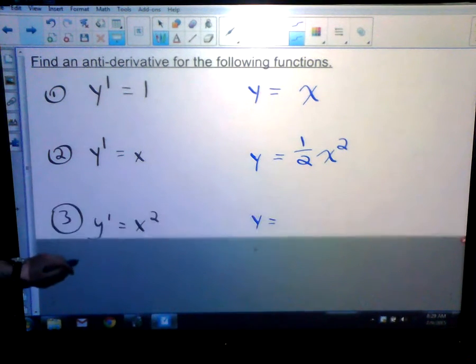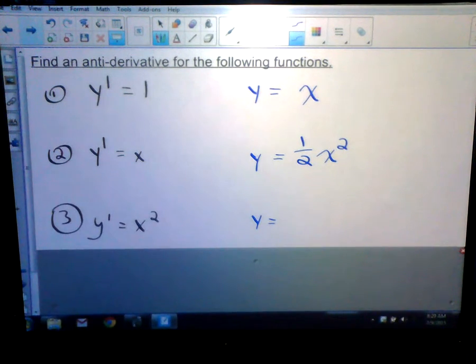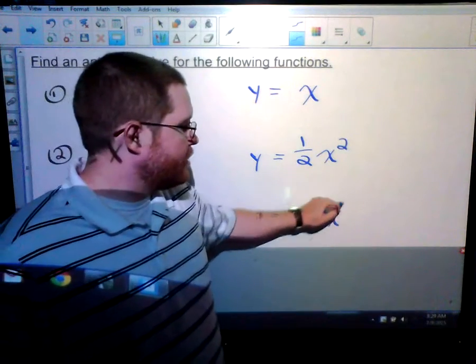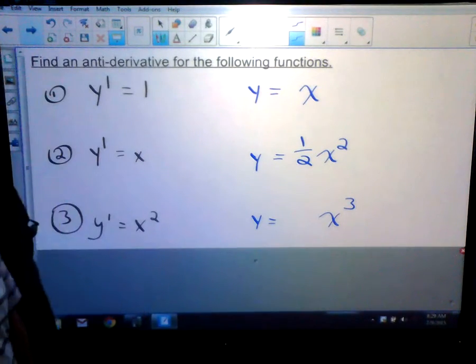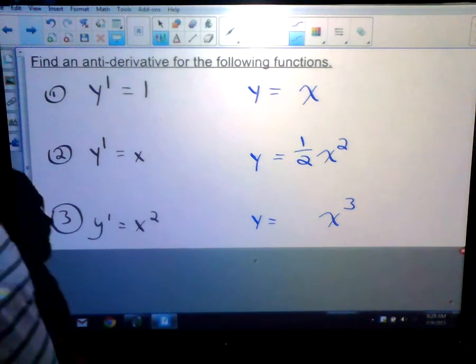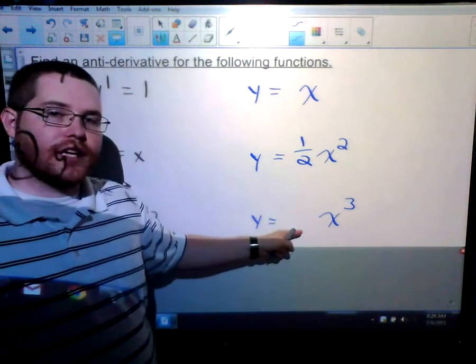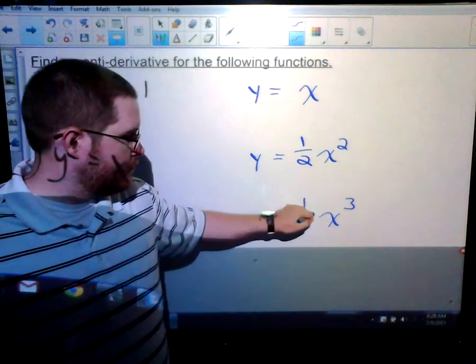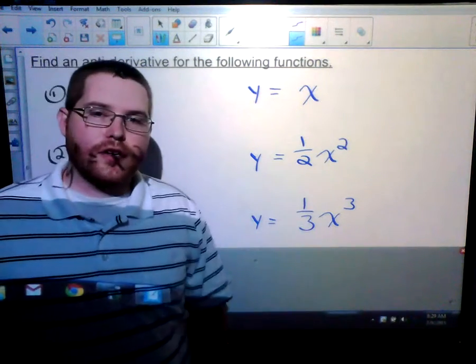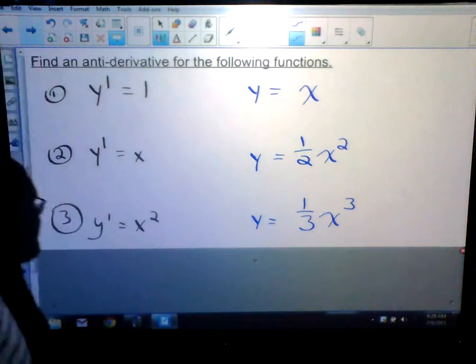Let's use that same logic for this. Well, what power of x do I need so that when I take a derivative of it, I get x squared? x cubed, because if I do a derivative of x cubed, I would get x squared. But the derivative of this is 3x squared. So what has to go in front to cancel out the 3? A 1/3. You see the pattern?